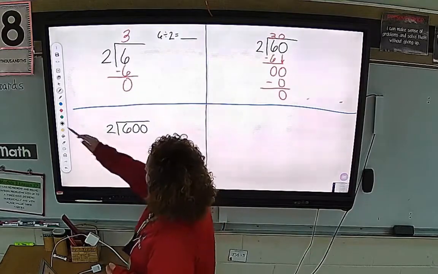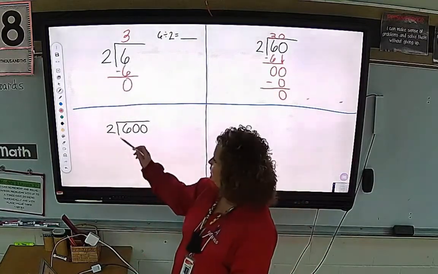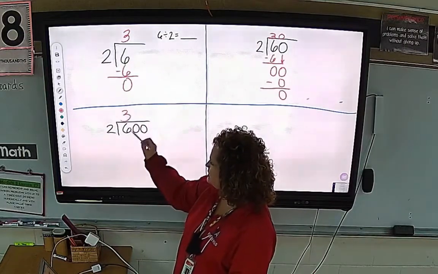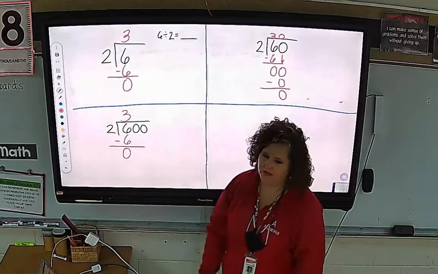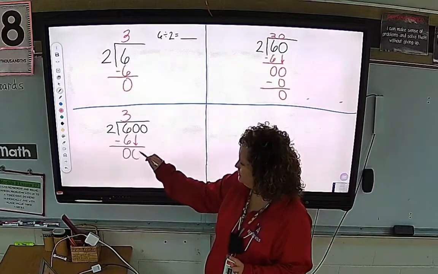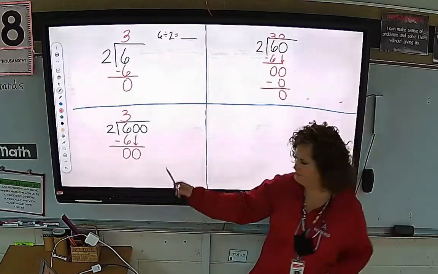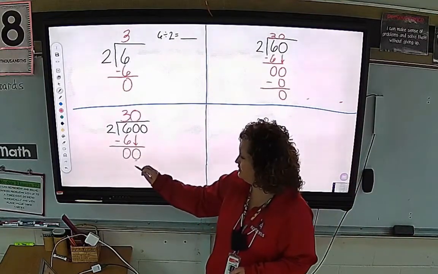Start the same, so if we've already done the work, let's let it help us be a little quicker here. How many 2's can I get out of 6? 3. 2 times 3 is 6. Now, just like before, when Martin said bring this down, we're going to do that again. How many 2's can we get out of 0? 0. 2 times 0 is 0.